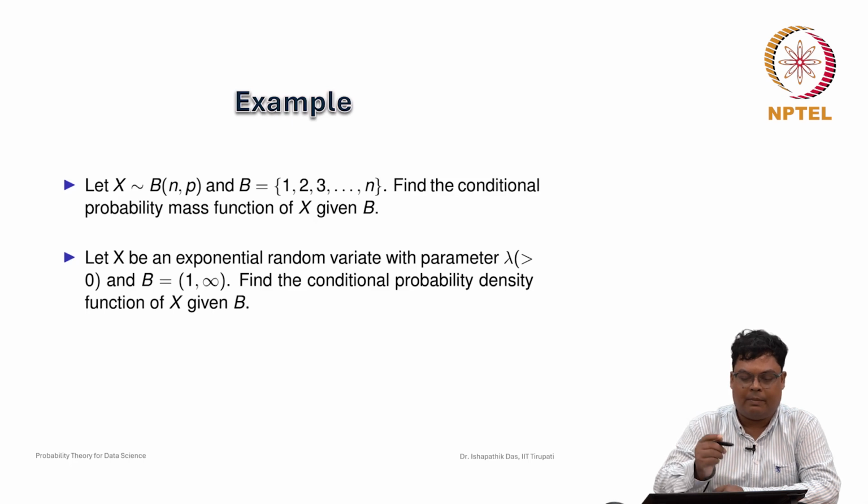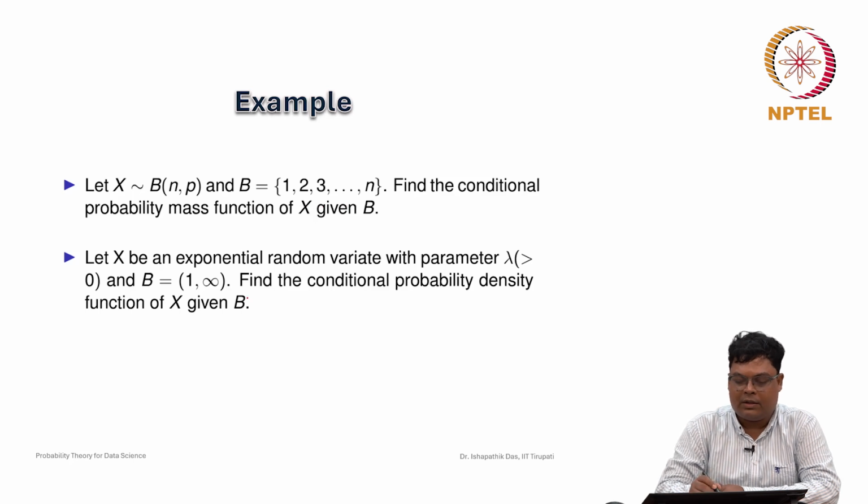So, here in this example it is given: let X be a random variable which has a binomial distribution with parameters n and p, and B is the event {1, 2, 3, up to n}. Find the conditional probability mass function of X given B.